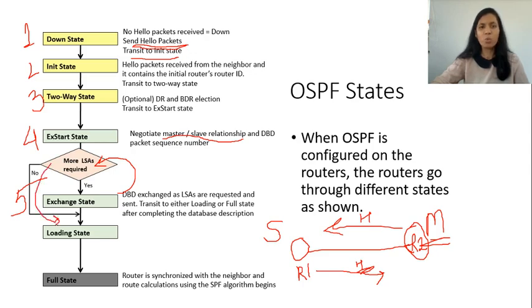And this process will continue till all of the routers present in the topology or within the same area have got the same link state database. So all of the routers within the same area should have an identical link state database. When that happens, we say that they have reached convergence, and that is when they will be entering into the full state.